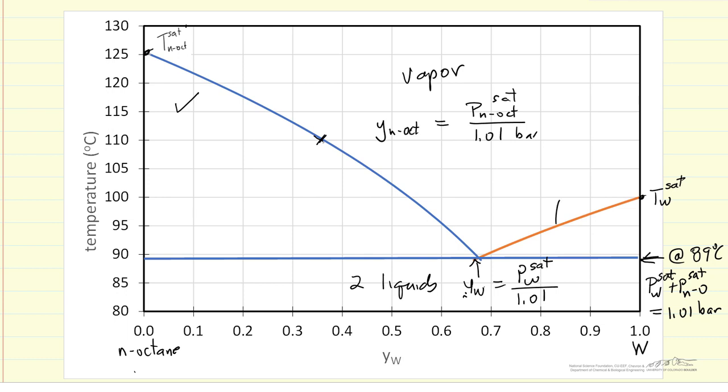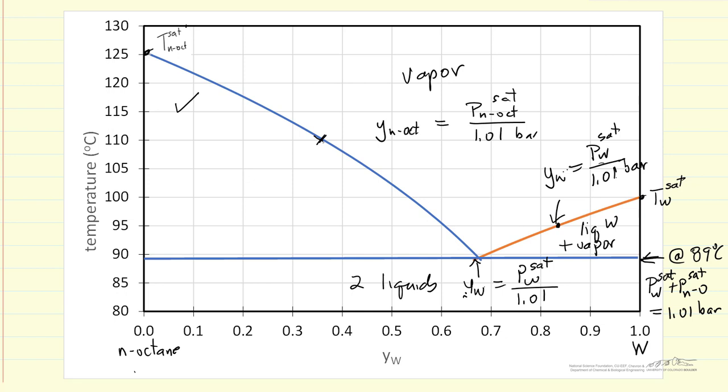Correspondingly, over here, this curve, now I'm going to look at the mole fraction of water. Since we have liquid water in this region here, we have liquid water plus vapor containing both components. The mole fraction of water would be the saturation pressure of water, if we pick a temperature like 95, divided by the total pressure, 1.01 bar. And so with a few points, we can generate these two curves.